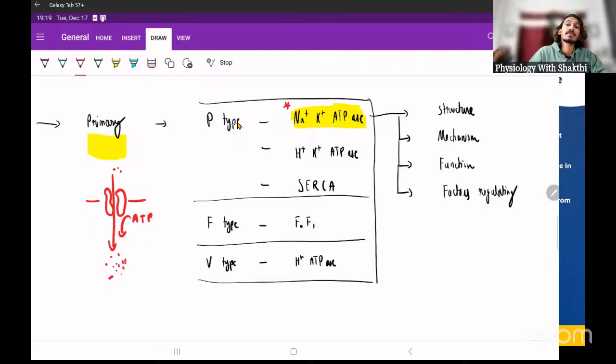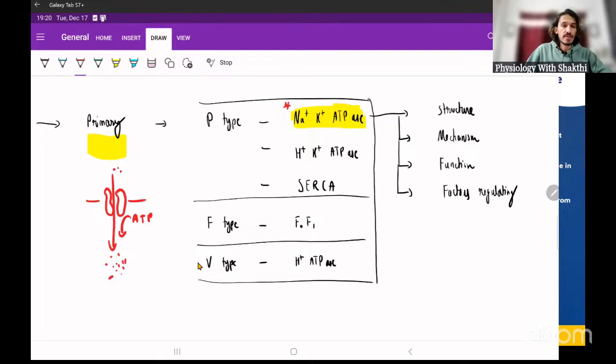Then we have hydrogen potassium ATPase, which is there in your GIT, the proton pump for acid secretion. Then in your muscles, we have something called SERCA, sarcoplasmic endoplasmic reticulum calcium ATPase. What does it do? Calcium is actively taken back inside the endoplasmic reticulum. That is your P type. Then we have F type, which you learned in biochemistry, the F0F1 particle. In the chemiosmotic model, yesterday we were talking about it, H plus comes in through the F0F1 particle, and because of that, ATP is generated.